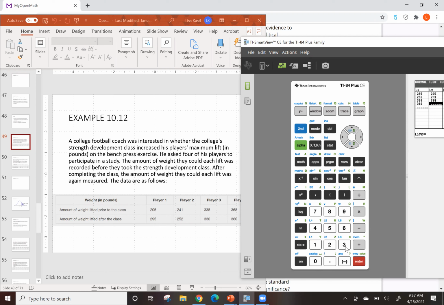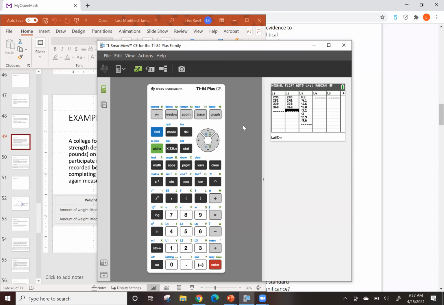Like watching paint dry, watching me put data into the calculator. Okay. And let's go over there and clear that out. And we're going to let that be L1 minus L2.